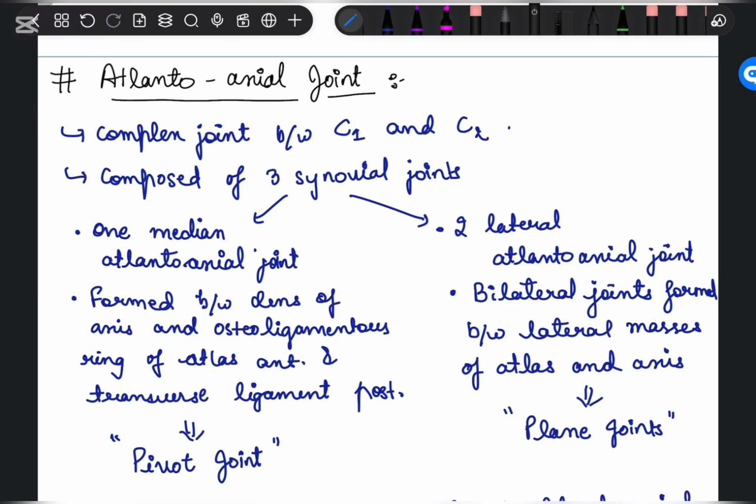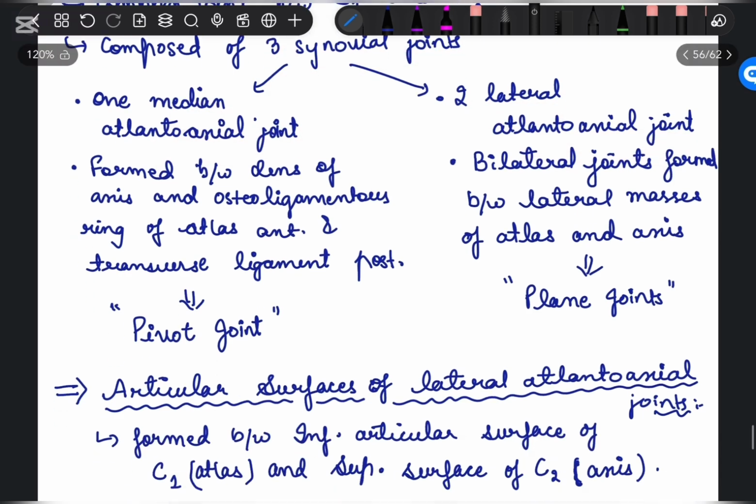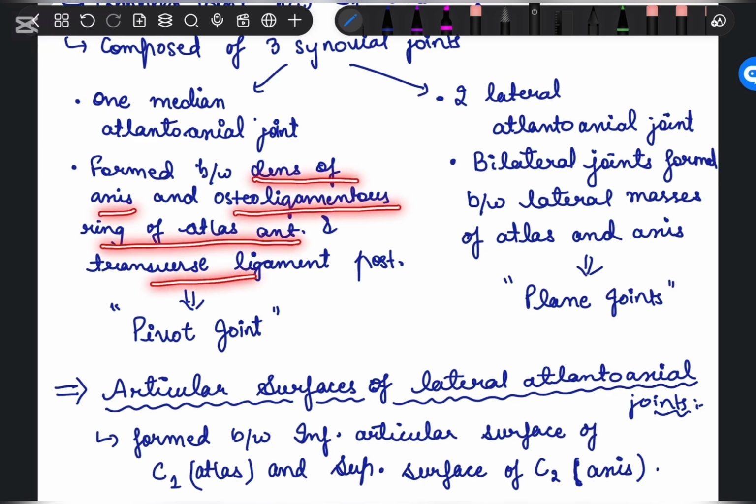Moving forward, the next joint is the atlanto-axial joint. It is a complex joint formed between the atlas C1 and axis C2. It is composed of three synovial joints: one median atlanto-axial joint and two lateral atlanto-axial joints. The median atlanto-axial joint is formed between the dens of the axis and the osteoligamentous ring of the atlas, the anterior arc and transverse ligament posterior. That is a type of pivot joint.